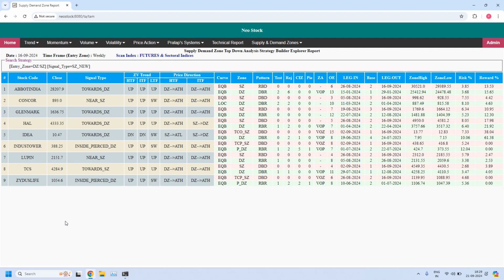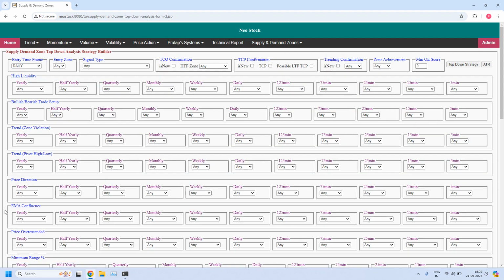Okay, next let us identify all the stocks that are supporting bullish, having bullish trend. So entry time frame is weekly. The demand zones with bullish trend. So in the zone violation trend, weekly time frame, I am selecting uptrend.